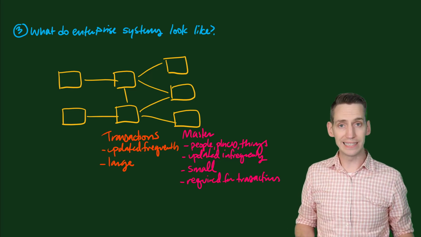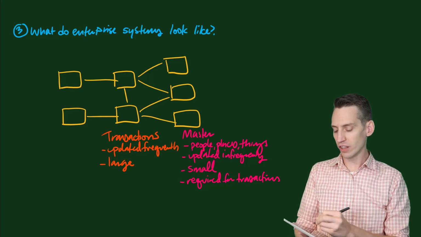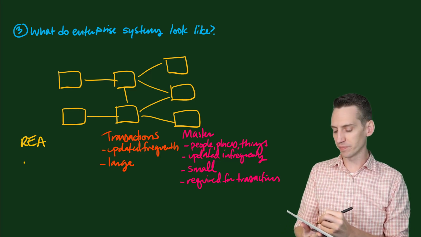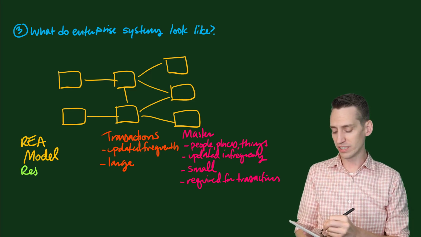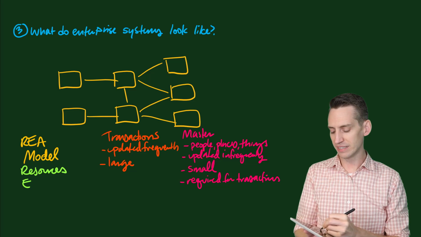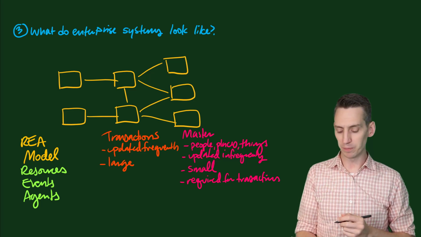One way that we organize databases from an accounting point of view is using something called the REA model. And REA stands for resources, events, and agents. So let's look at this structure model as an example.